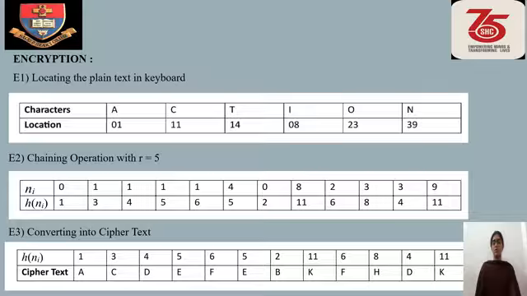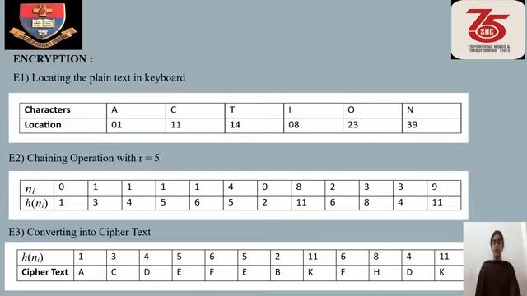Then the second step is using a chaining operation with R equal to 5. To find the value of h of ni, we will be using two cases. If i mod r is not equal to 0, then we use ni plus i mod r. If i mod r is equal to 0, then we use ni plus r. With the help of this condition, we will be able to find this table.